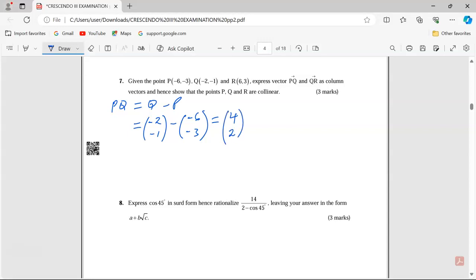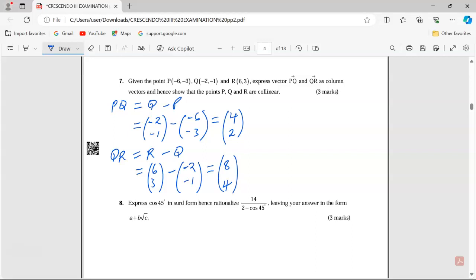Again, we should talk about vector QR according to the directives. So we need R minus Q. This is going to be (6, 3) minus Q, which is (-2, -1). So this will give us +8, and then +4, because 6 minus -2 is a plus, and 3 minus -1 gives 4. So now we have all the vectors.